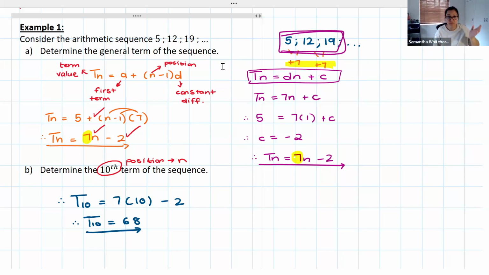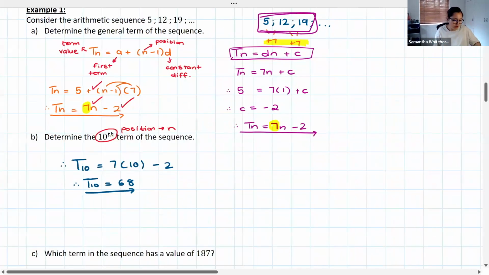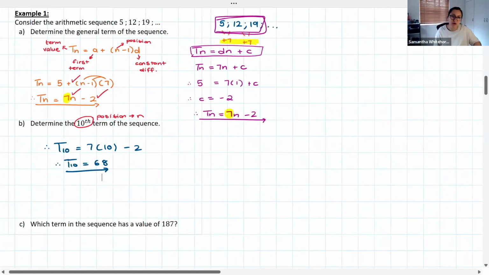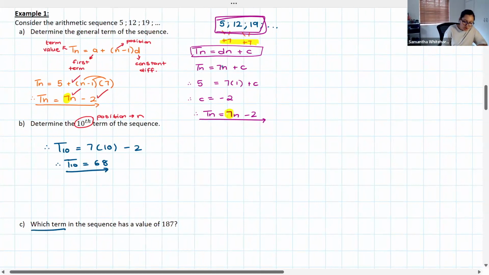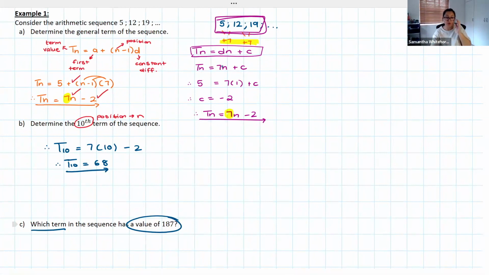Alrighty, guys. So that's it, position. I want you to try to answer question C, where I've asked which term has a value of 187. We did questions like this on Monday with the quadratics, nothing different. So let's see if we can figure out which term has a value of 187 here.